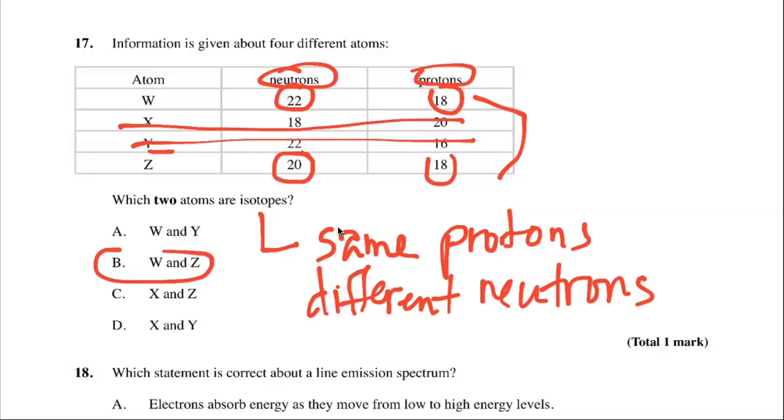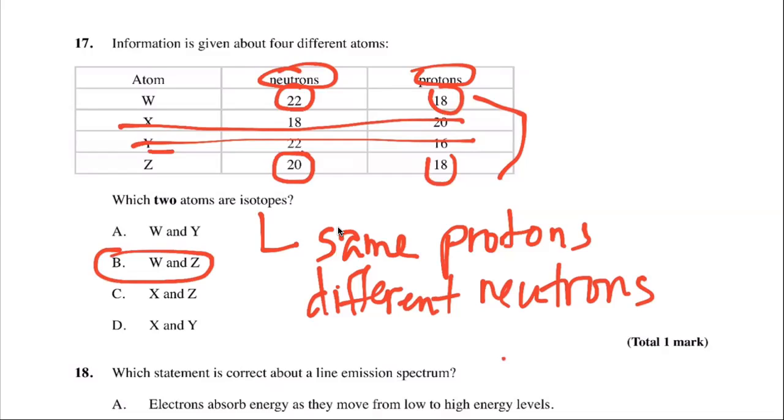I will tell you, if you don't remember your definition of isotopes, some of you might have picked A, because the answer A is for W and Y. They have the same number of neutrons, but different numbers of protons. So if you don't remember the definition of an isotope, and you're just looking at which one is the same, you might accidentally pick A if you don't remember which one is supposed to be the same and which one is supposed to be different. Okay.